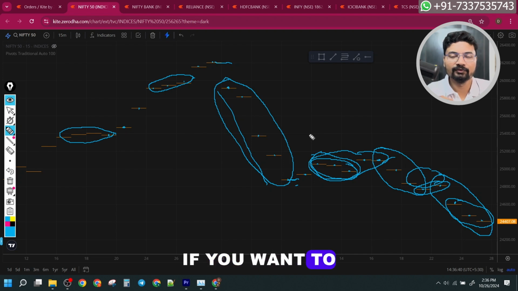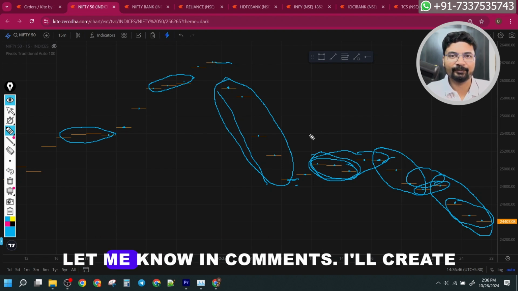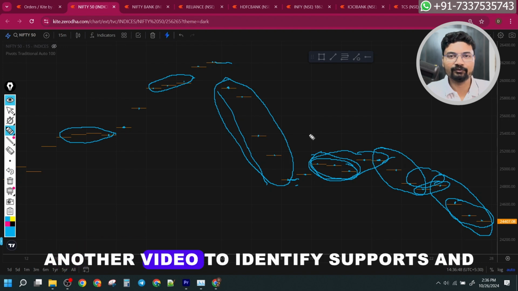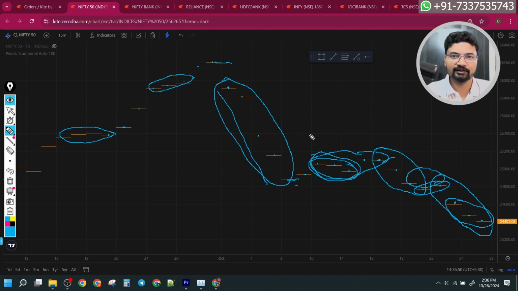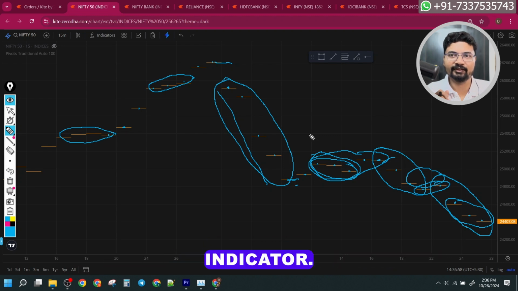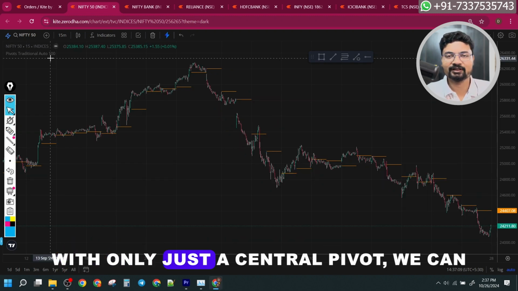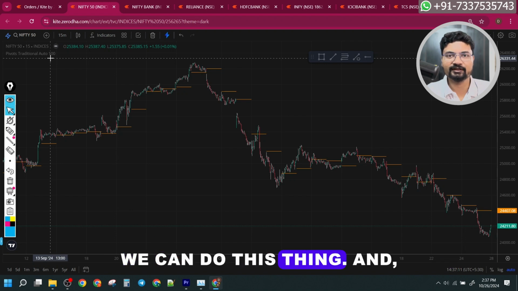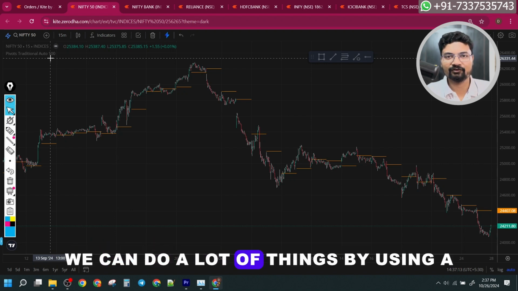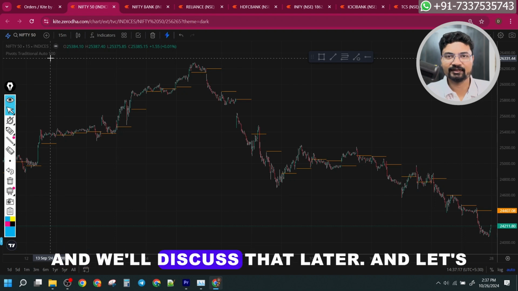If you want to know how to identify support and resistance levels, let me know in comments. I'll create another video to identify supports and resistances based on the price action. Only based on price action without using any indicator. I hope you are seeing the power of using pivots. With only just a central pivot, we can do this thing, and we can do a lot of things by using supports and resistances in pivots, and we'll discuss that later.